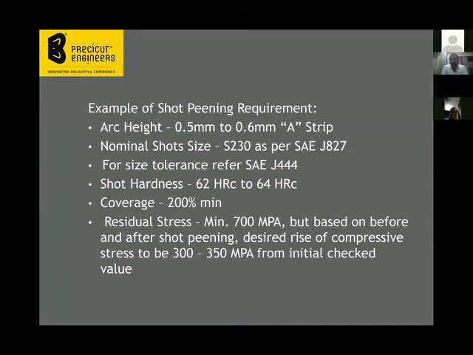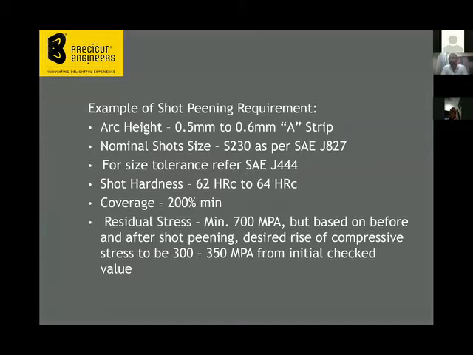Again, you have various standards mentioned over here. SAE J444. Shot hardness is given and the coverage is mentioned. Now here you can see the coverage mentioned is 200%. We'll talk about this later when we go into the saturation curve analysis. And the residual stresses. Now here, the most important point to observe is that what needs to be measured is the desired rise of compressive stress. Rise in the sense of the difference in stress value before and after shot peening. Because every process is going to induce some stress into the component.